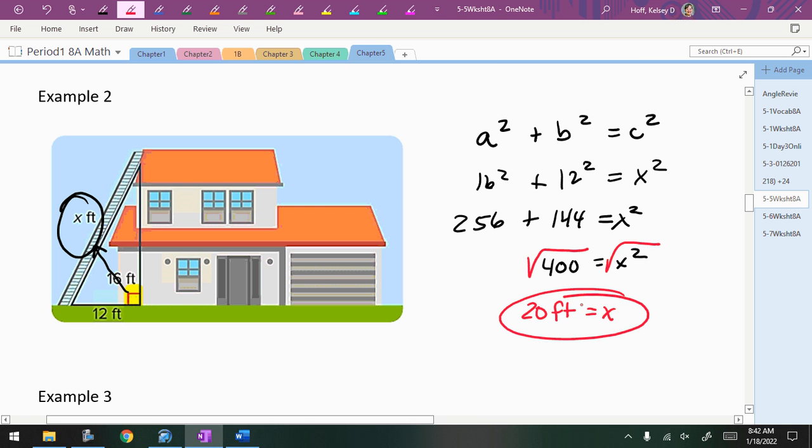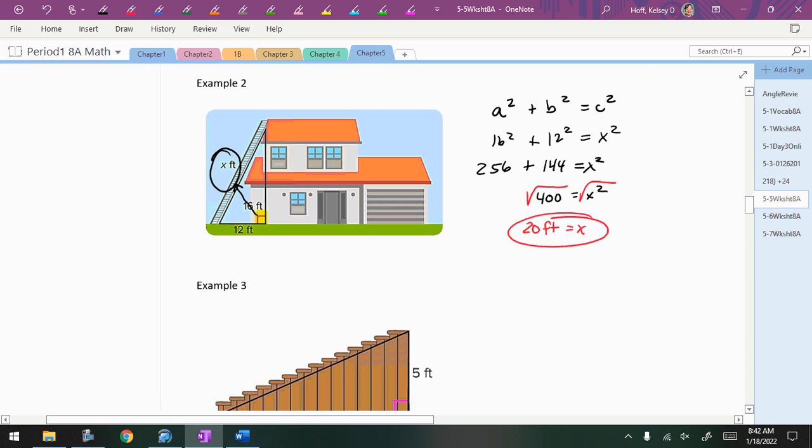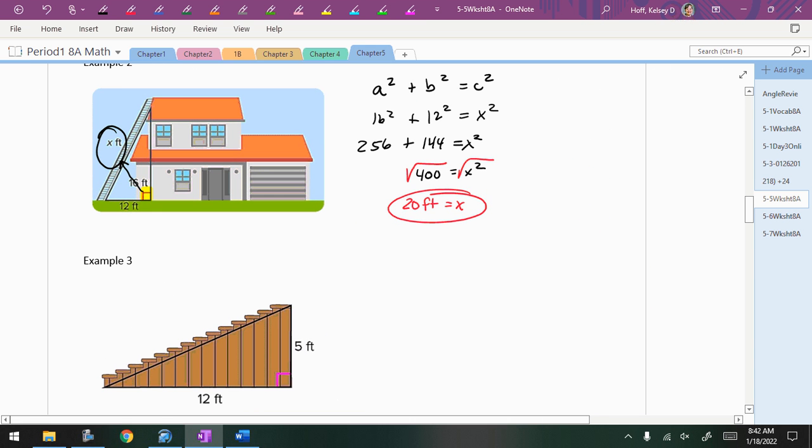Okay? I want you to do example 3 all on your own. Okay? It's exactly what we just did up above. Determine what A is, determine what B is, determine what C is, and fill it in. A squared plus B squared equals C squared.